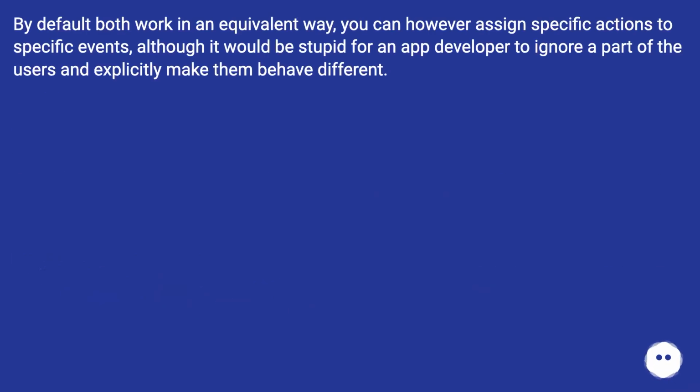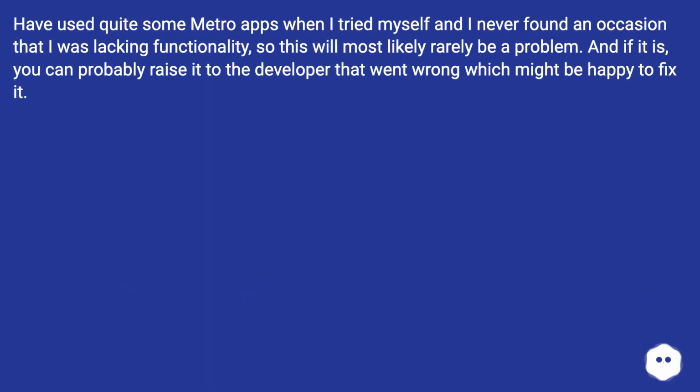By default, both work in an equivalent way. You can, however, assign specific actions to specific events, although it would be stupid for an app developer to ignore a part of the users and explicitly make them behave differently. I've used quite some Metro apps when I tried myself, and I never found an occasion that I was lacking functionality, so this will most likely rarely be a problem. And if it is, you can probably raise it to the developer that went wrong, who might be happy to fix it.